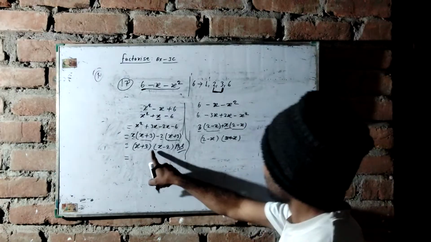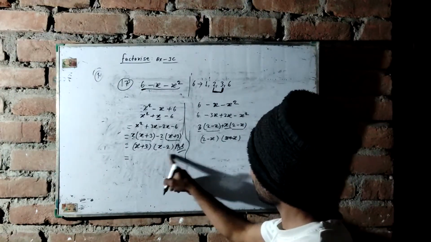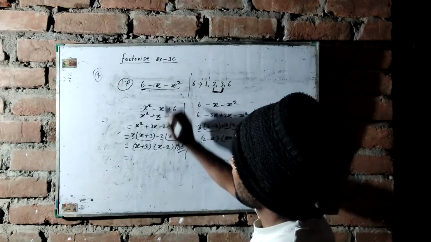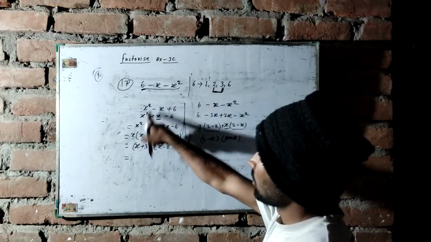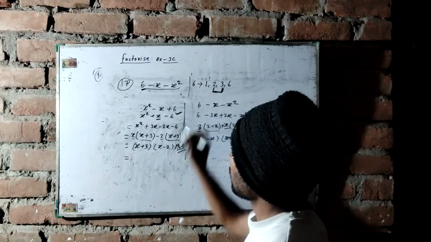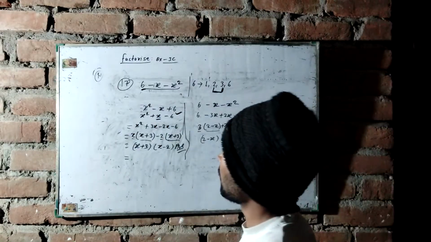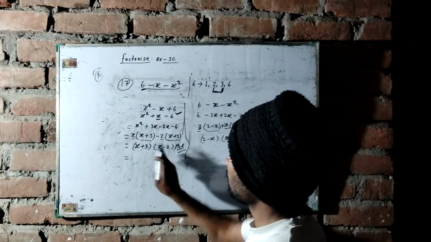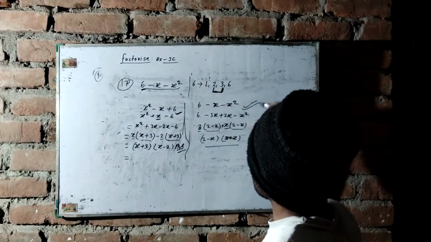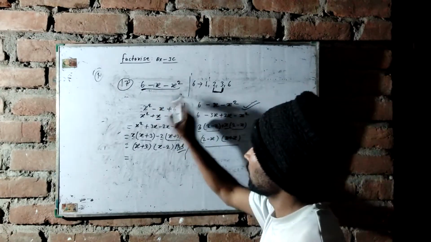So now have a look, because we have to change this polynomial as this by taking minus sign as a common. So we need to change this as this. So this is the required way of solving these polynomials.